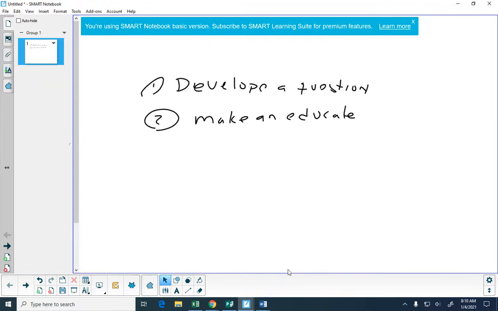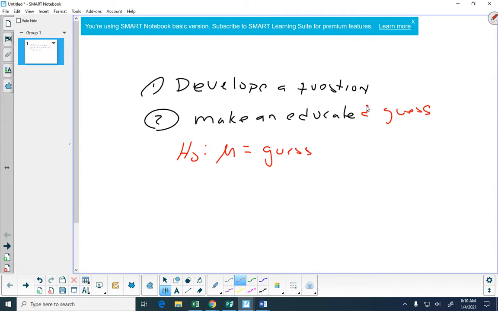So you're going to develop a question and make an educated guess. What this will be is when you go to the second part of your project, you're going to test this guess. And the null hypothesis, and this is the second part, is mu is going to equal your guess. And your alternate hypothesis will be mu will be not equal to your guess.